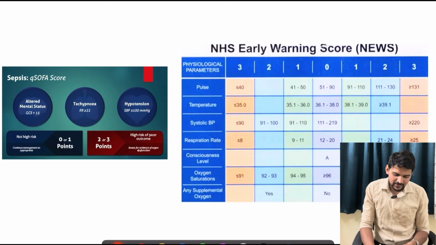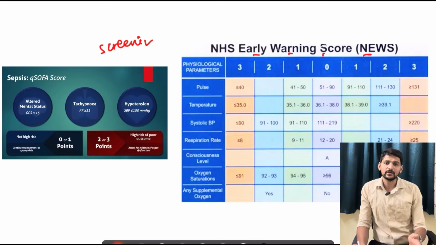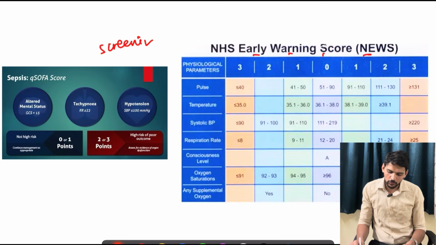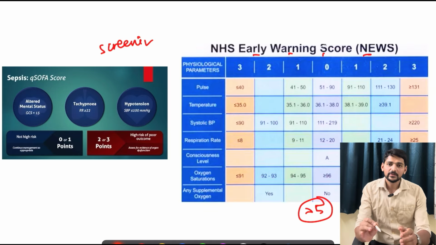Coming to scores, what they have mentioned is the Q-SOFA score. It has proven to be less efficient in screening. Instead, you can utilize the NEWS score, that is National Early Warning Sign score. In Q-SOFA, we know that 3 parameters we used to check. Here, some 6 are there. If the overall score is more than 5, then we have to properly assess that individual for sepsis.